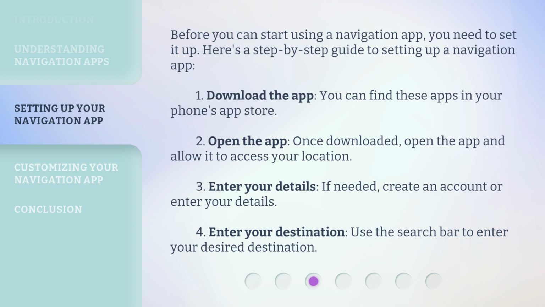Before you can start using a navigation app, you need to set it up. Here's a step-by-step guide to setting up a navigation app. 1. Download the app. You can find these apps in your phone's app store. 2. Open the app. Once downloaded, open the app and allow it to access your location. 3. Enter your details. If needed, create an account or enter your details. 4. Enter your destination. Use the search bar to enter your desired destination.